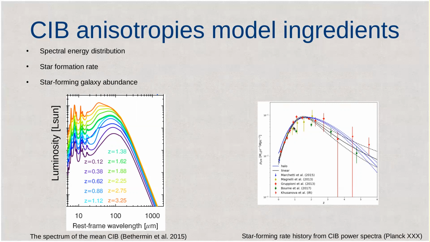Those points with error bars are the star formation history probed by multi-wavelength galaxy surveys. And those two lines are fitted from previous CIB anisotropy studies. And you can see clearly this increase and then decrease.